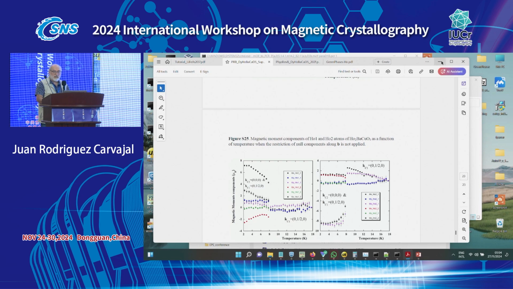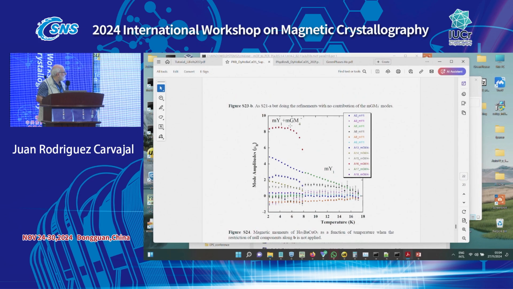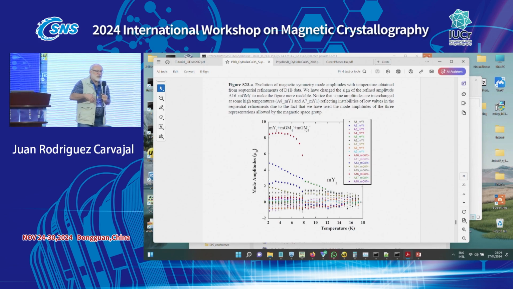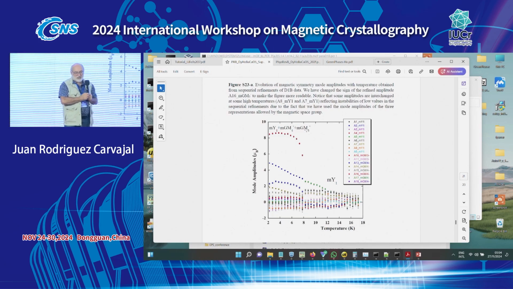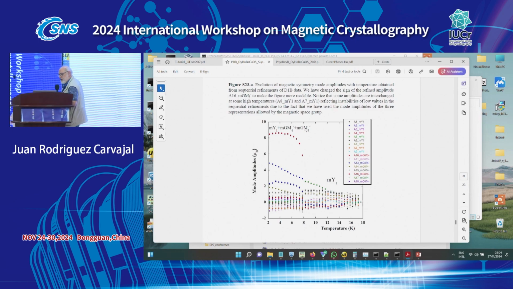If you do that with BasIreps, you can do that also, no problem. But in BasIreps, we will ignore, for example, this other one; we are using just these two representations. In BasIreps, you have to use 0, 0, 0 and 0, 1/2, 0, do the calculation, and combine everything by hand. It's a little bit more complicated than when you use, for example, ISODISTORT.